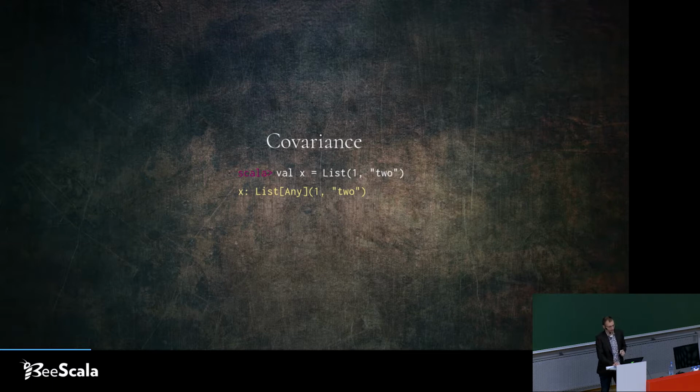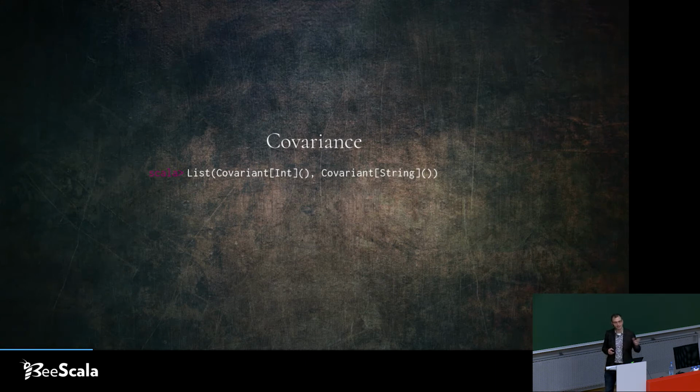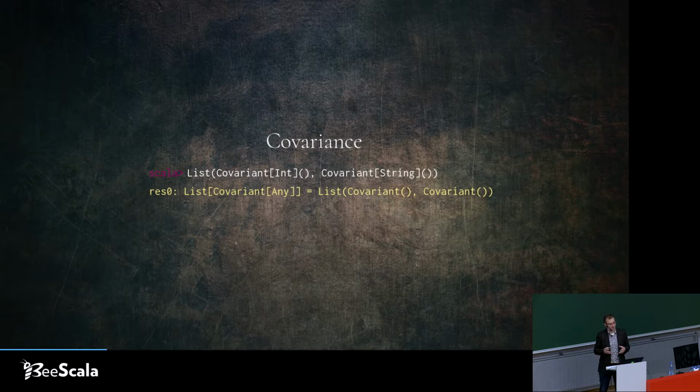And this is what happens with covariance. And indeed, if we were to wrap those parameters, in fact, we don't even need the values. We can just specify Int and String on our covariant type. If we constructed this, you would notice that it infers the same type, but wrapped in this covariant wrapper. This type is just a wrapper around these other types. The behavior of the least upper bound operation is the same regardless of whether it's wrapped or not. So we get Covariant of Any.